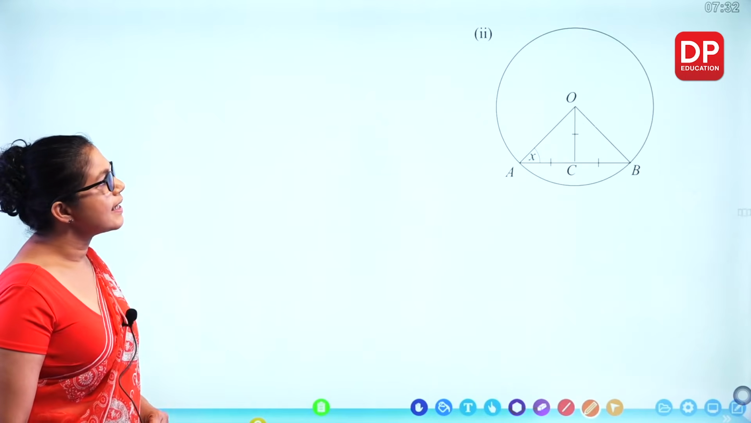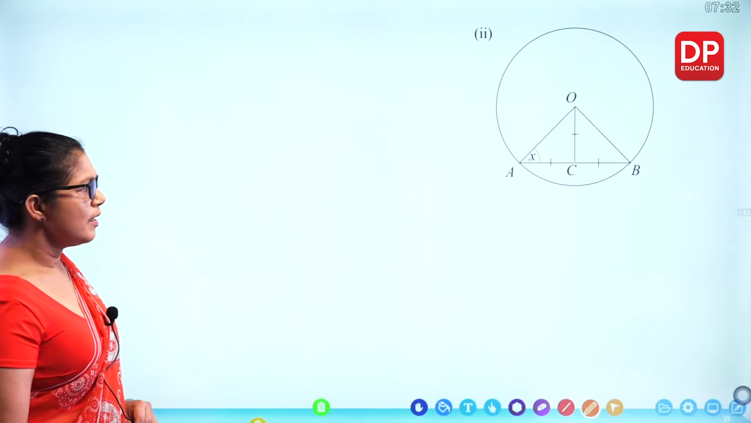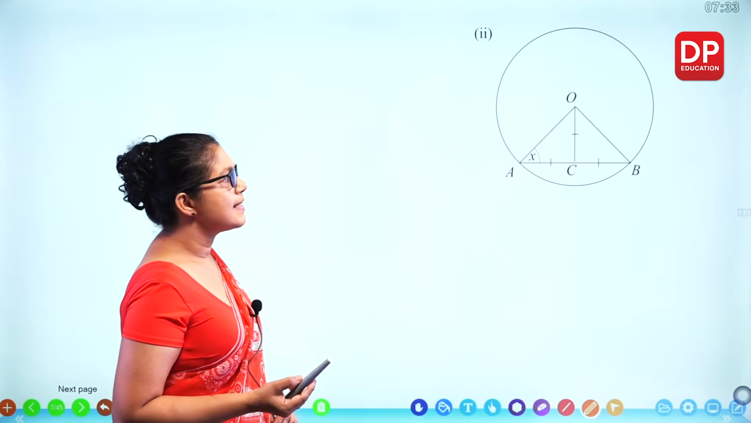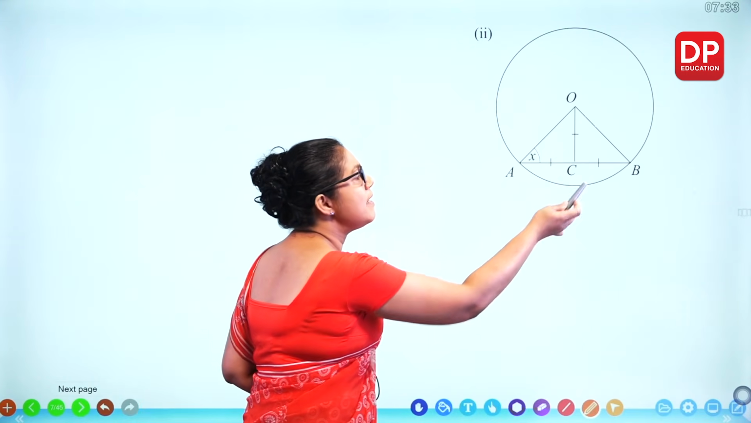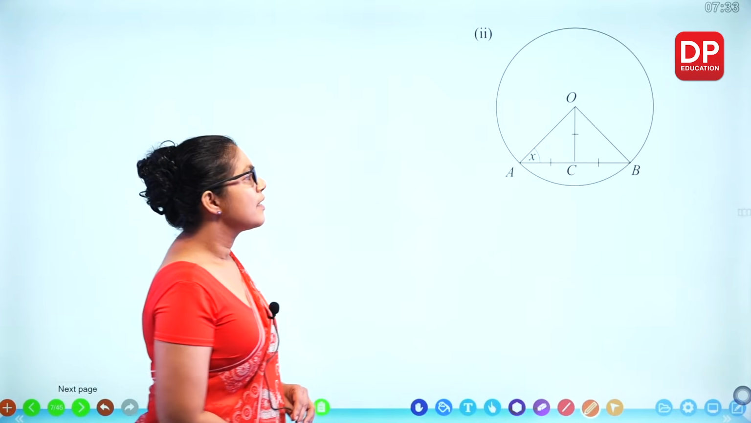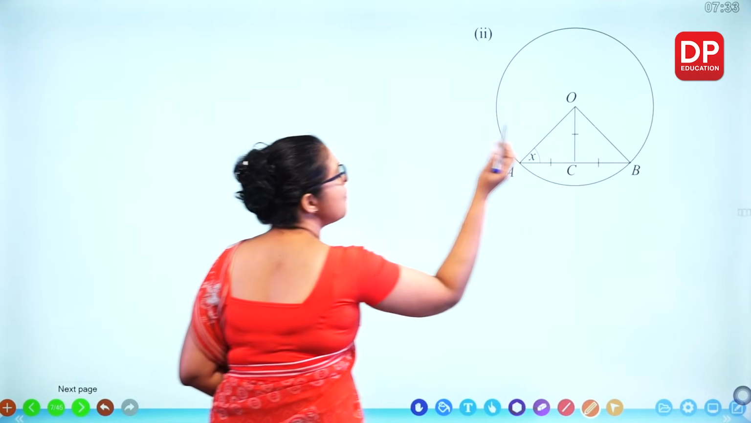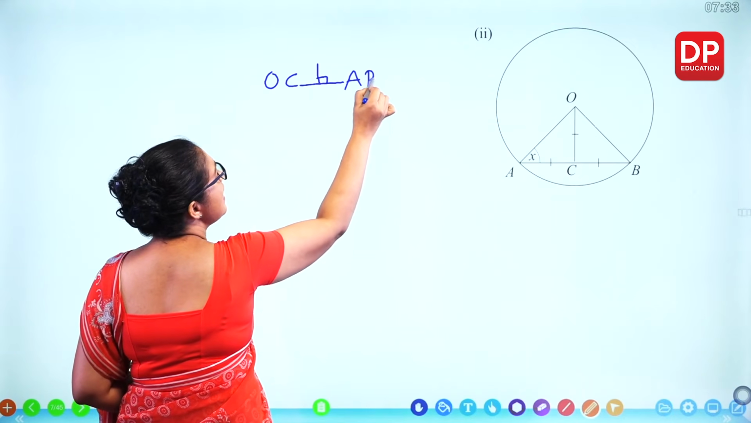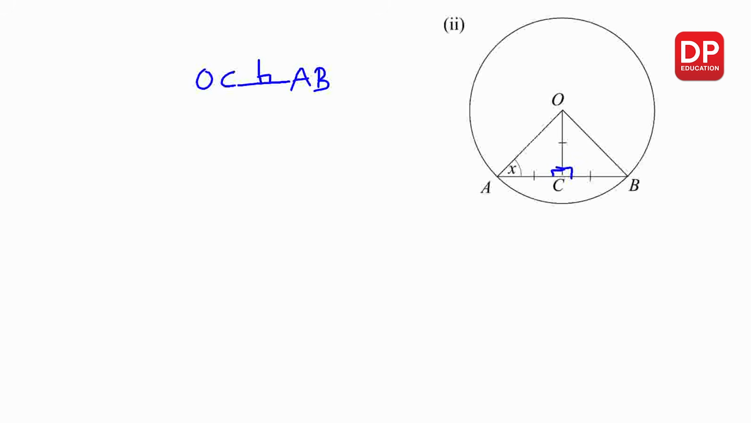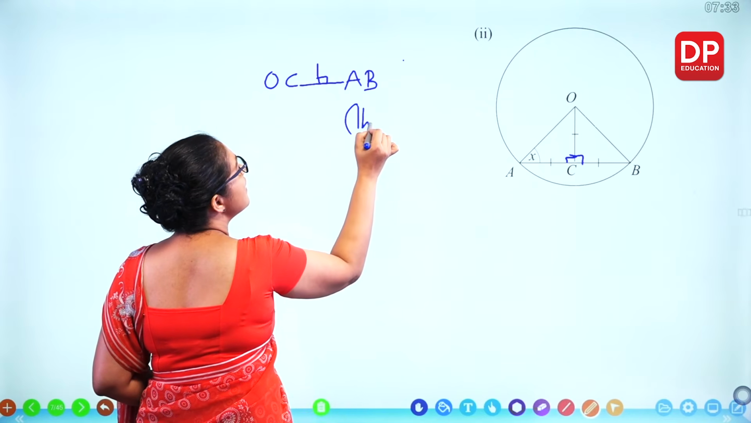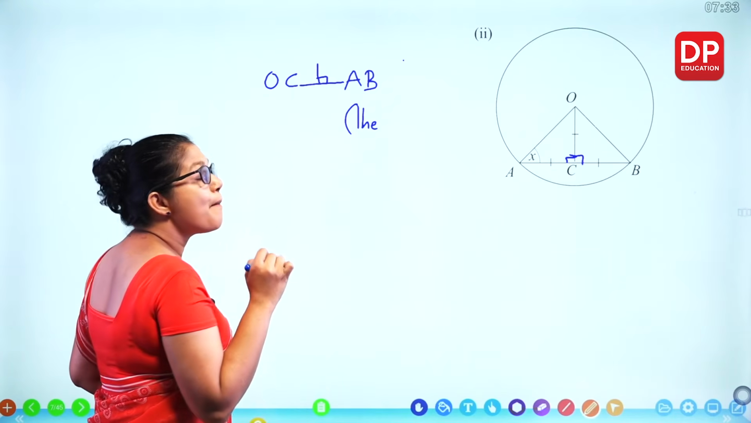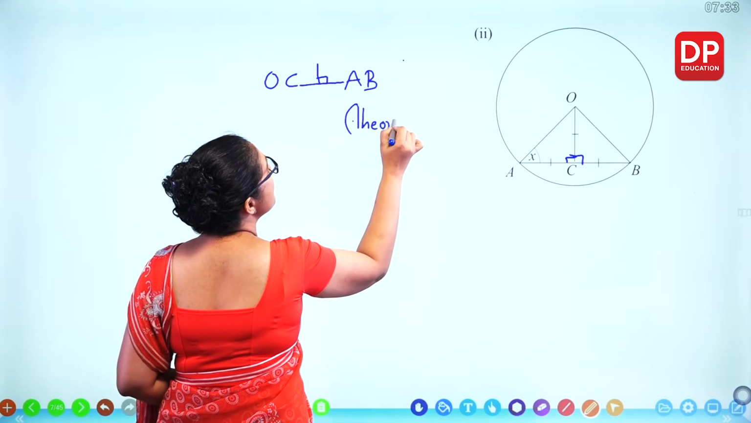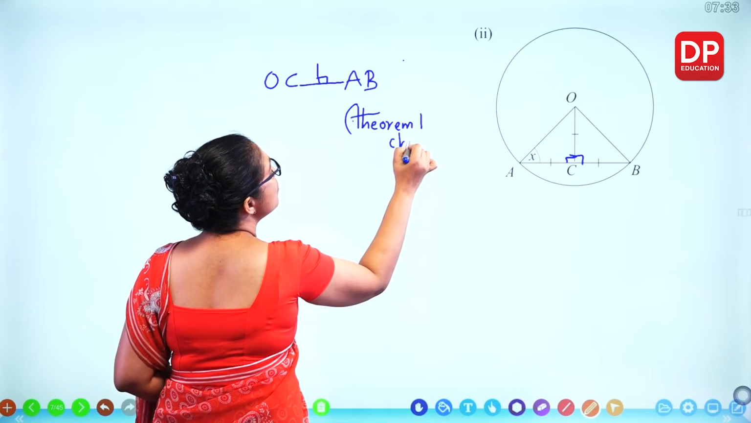Now we'll take the second part. So here look at the diagram carefully. AB is a chord, O is the center, and C is the midpoint of chord AB. So here, first thing we can say is OC is perpendicular to AB. What's the reason? Theorem number 1. The line joining from the center to the midpoint of the chord is perpendicular to the chord. Theorem 1 related to chords.